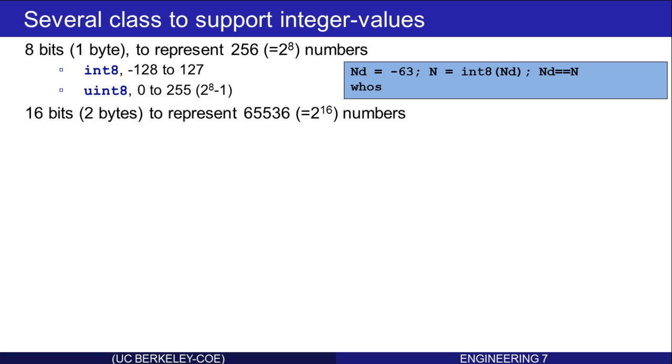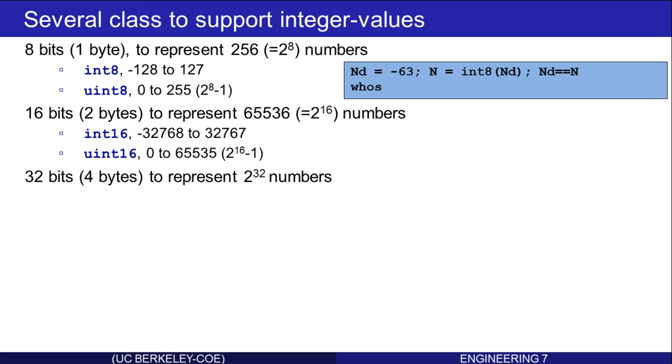Moving on to 16 bits or 2 bytes to represent many more numbers, 2 to the 16th numbers. Again, int16 covers both positive and negative numbers, while unsigned int16 is only non-negative numbers. 32 bits or 4 bytes can represent 2 to the 32 numbers. Int32 covers a nearly symmetric negative and positive range, and uint32 only a non-negative range.